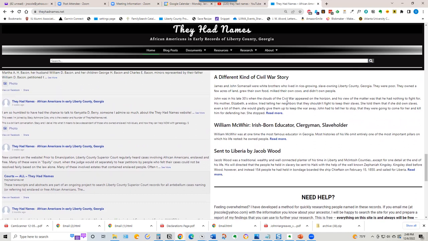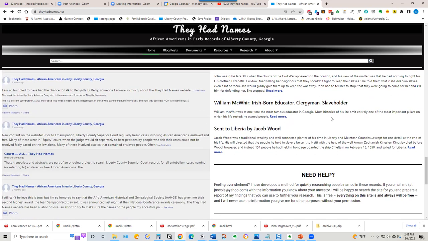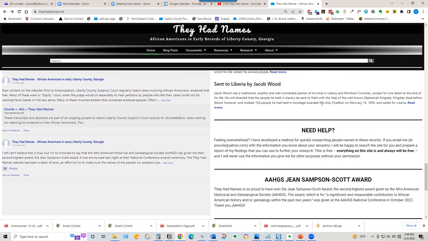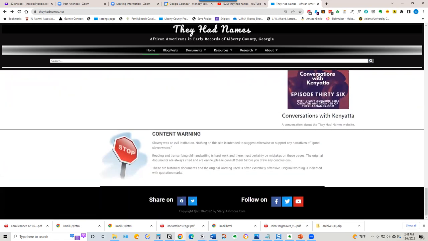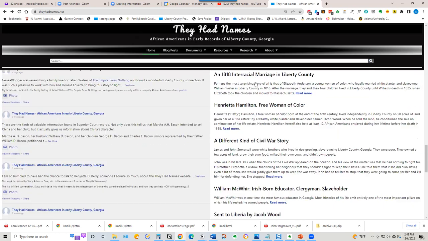Just to show that the stories that are always told about the Civil War, you know, there's a lot more complexity in there. And then I found a really strange story of a white planter, Jacob Wood, who was actually the sheriff of Liberty County, and he moved to a nearby county and was a very prominent man there too. And he moved to the Northeast, and when he died, he freed all of his enslaved people. It was 154 people, and sent them to Liberia. I just was not expecting to find that. So that's on the front page.